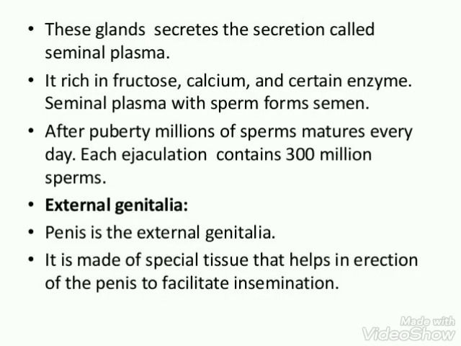Next is the external genitalia, which is called the penis. It is the male copulatory organ having erectile tissue and vascular spaces. When the male is sexually excited, these spaces fill with blood, causing the penis to erect. The distal end of the penis is called the glans penis. The glans penis is covered with a smooth skin called foreskin or prepuce.